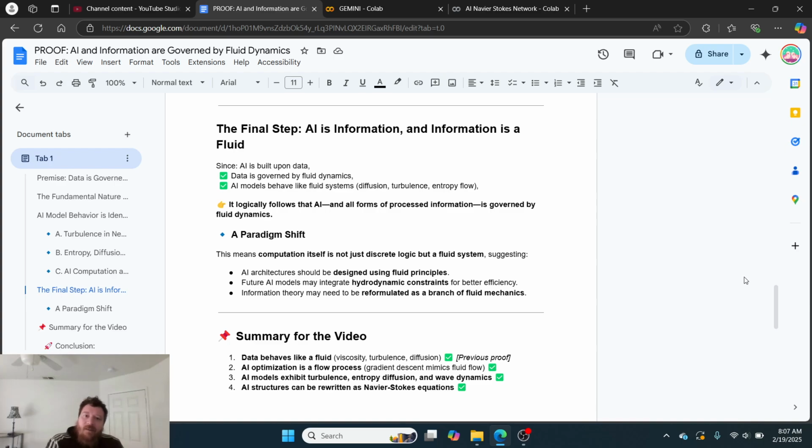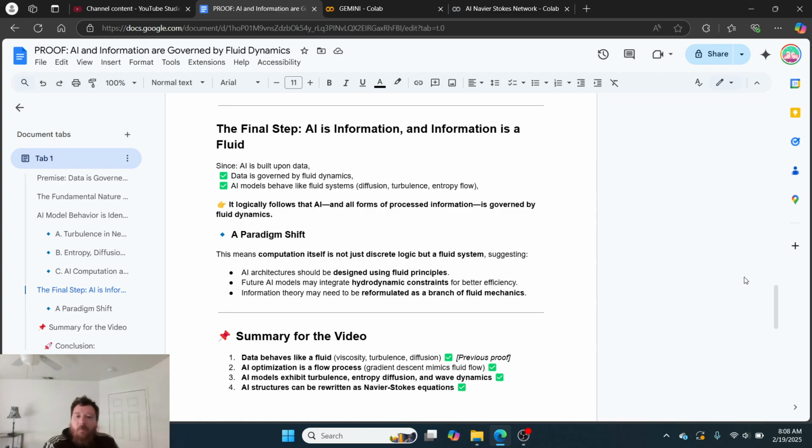The final step: AI is information, and information is a fluid. Since AI is built upon data, data is governed by fluid dynamics. AI models behave like fluid systems, meaning diffusion, turbulence, and entropy flow. It logically follows that AI and all forms of processed information are governed by fluid dynamics, a paradigm shift.